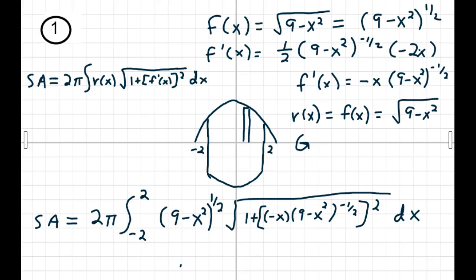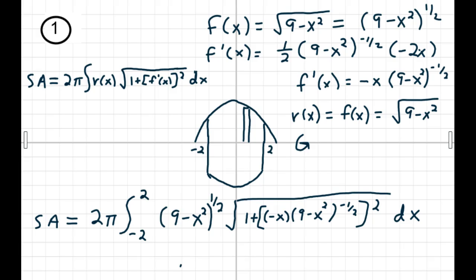So problem 1, f of x is equal to the square root of 9 minus x squared, or 9 minus x squared to the half power. Find the derivative, f prime of x is equal to half, and I changed 9 minus x squared into the negative 1 half power by subtracting 1 from a half. And don't forget the chain rule, so that's times negative 2x. Simplifying a little bit, the derivative is equal to negative x times the quantity 9 minus x squared raised to the negative half.